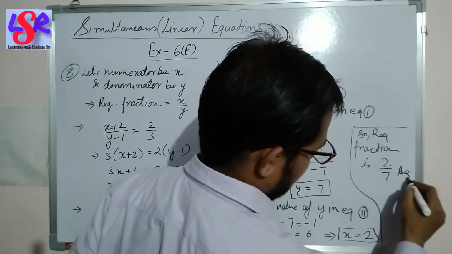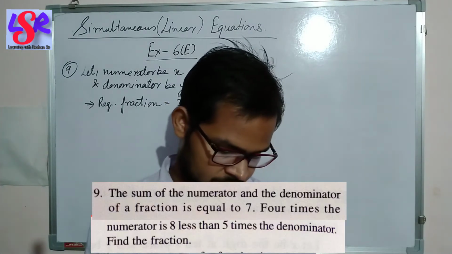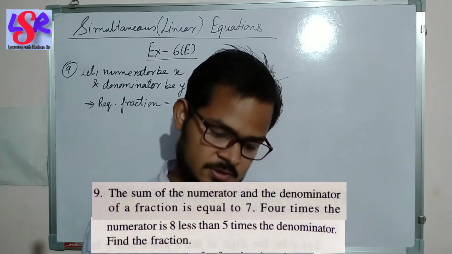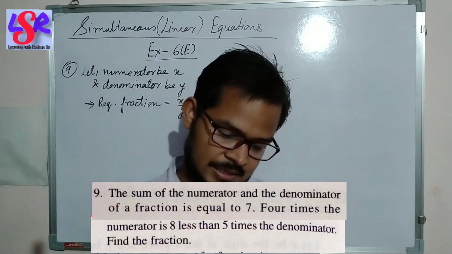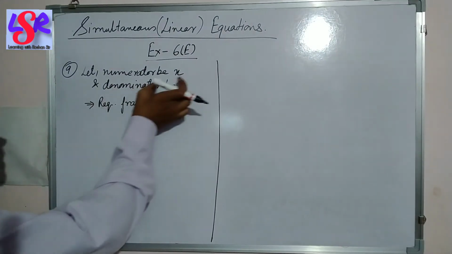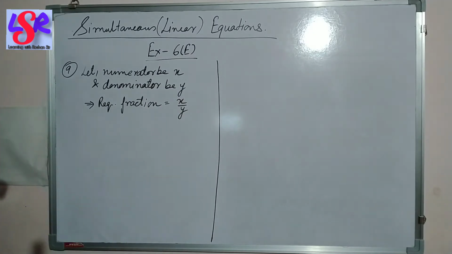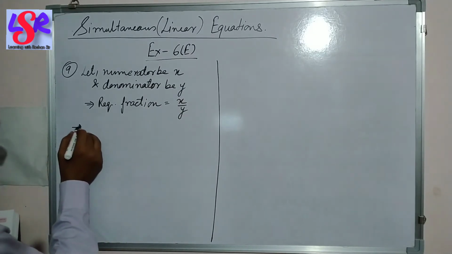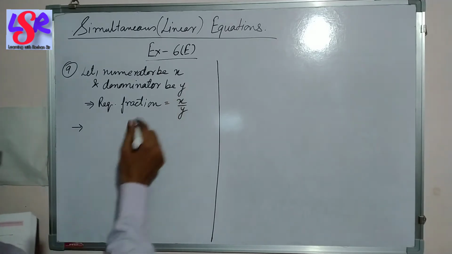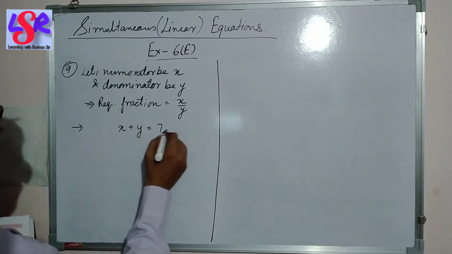Now let's go with question number 9, and here we have the sum of the numerator and the denominator of the fraction equal to 7. 4 times the numerator is 8 less than 5 times the denominator. Find the fraction. Let the numerator be x and the denominator be y, and the required fraction will become x upon y. So for the first equation, we have the sum of numerator and denominator as 7. So this will be x plus y equals 7 as your first equation.